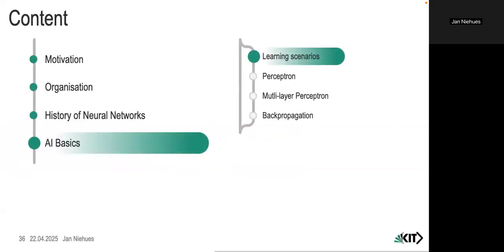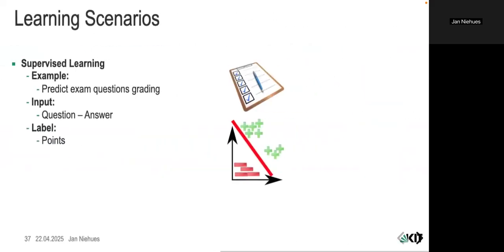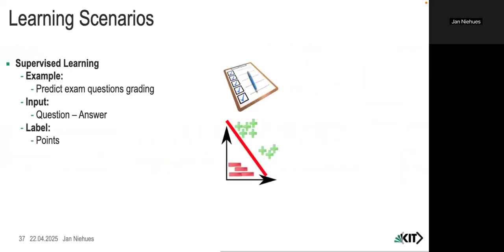Good, so this was the general idea of how we do machine learning and how we train the models. There are different ways of doing that, and we'll refer to them as learning scenarios. The most common one we will use here is supervised learning. What does that mean? Imagine you want to build an AI system which predicts the grades of exam questions. Don't worry, we won't do that; we'll do that ourselves. But if you want to build this type of model, your input is pairs of questions and answers, and your labels are points. For this answer, the student got this many points, and so on. Then you can train your model.